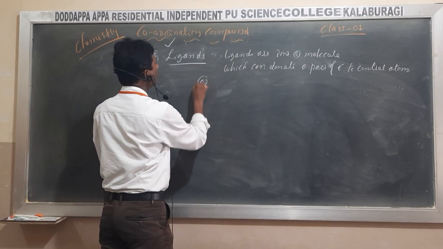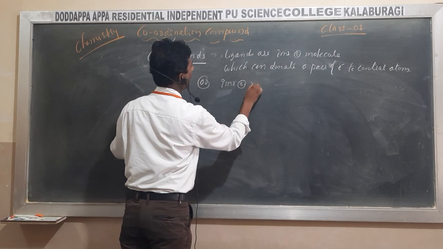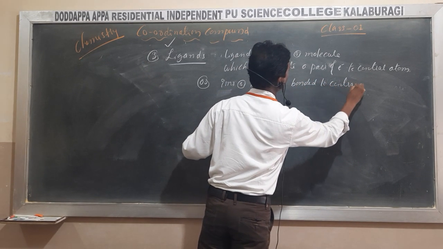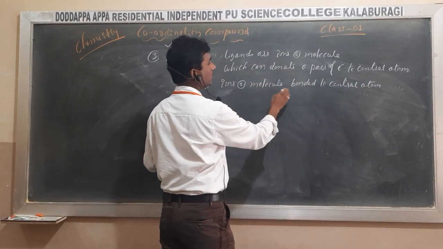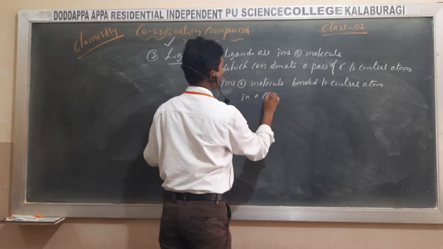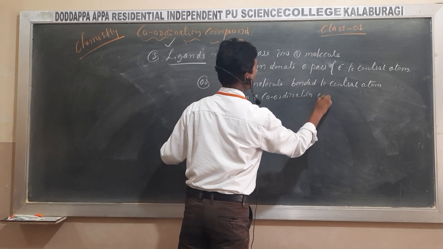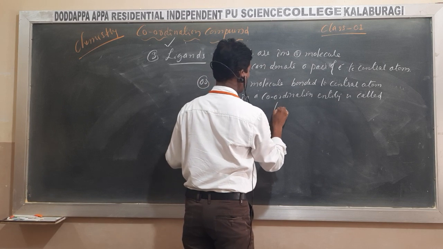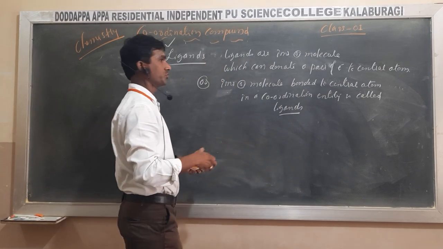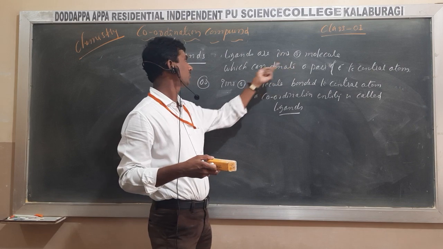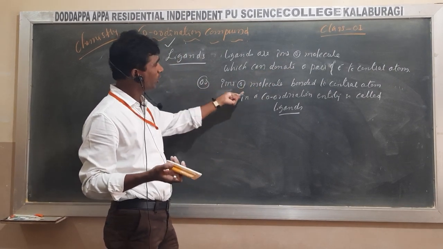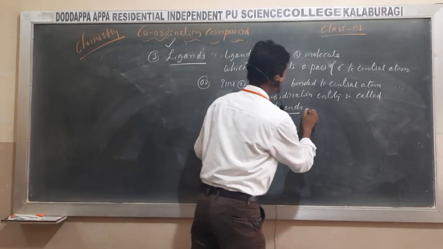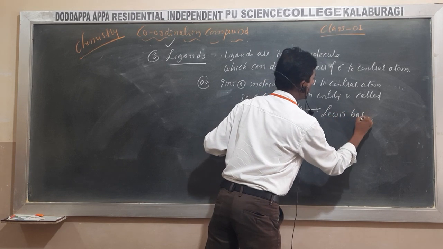One more definition: ions or molecules bonded to the central atom in a coordination entity are called ligands. In the examination, one more question: what are ligands? You write that ligands are the ions or molecules which can donate a pair of electrons to the central atom, or ions or molecules directly bonded to the central atom in a coordination entity. Even so, these ligands are also called Lewis bases.